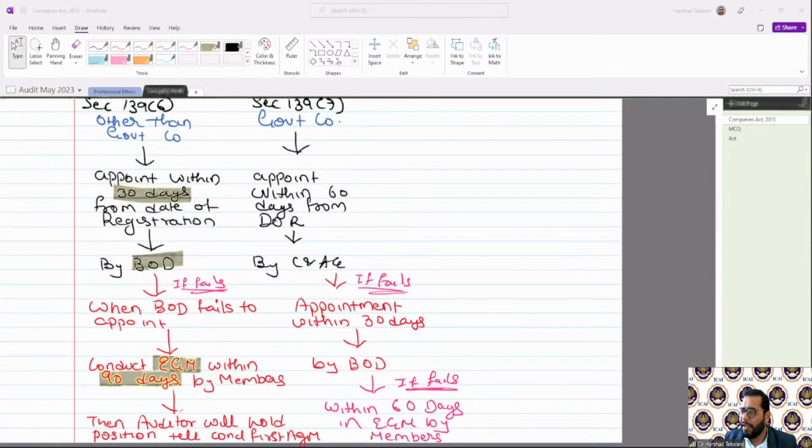The 90 days starts when the first 30 days gets over. In case of other than government company, 90 days, or whenever any subsequent steps come, it's from the exhaustion of the previous time limit. When the previous time limit has exhausted, from that particular time, the next dates are counted. Any doubt?